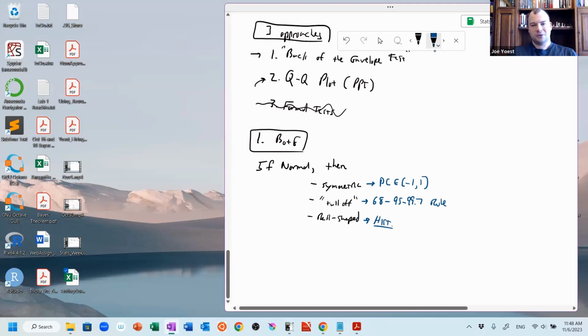So I say if the underlying population is normal, then I expect the sample to roughly follow these three criteria. If I see substantial deviation from these criteria, then that would lead me to conclude that the underlying population is probably not normal.